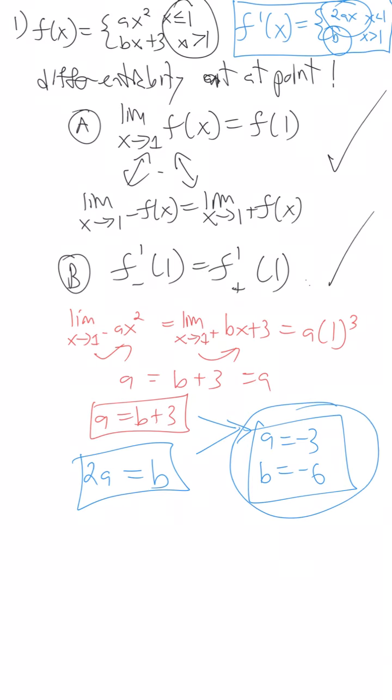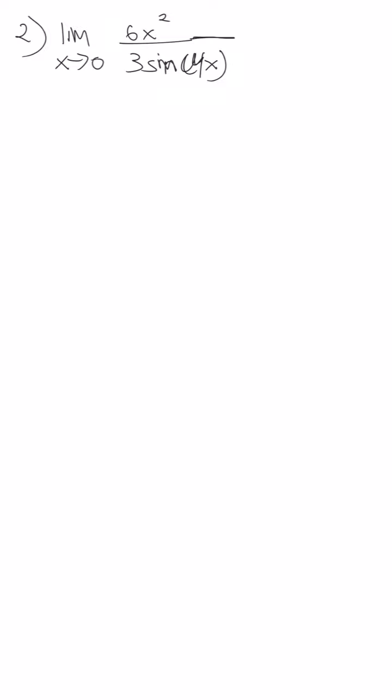All right, number 2 says the limit as x approaches 0 of 6x squared over 3 sine of 4x. You ask yourself how you would handle this problem. Well, you always start a limit by plugging and chugging. You plug in, you get 0 over 0, which is an indeterminate form, which means I can use, if it's 0 over 0 or infinity over infinity, L'Hopital's rule.